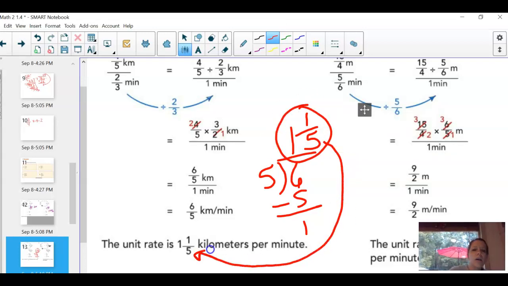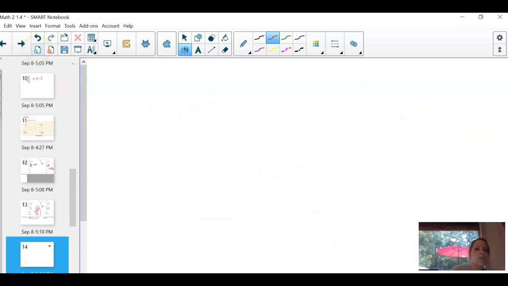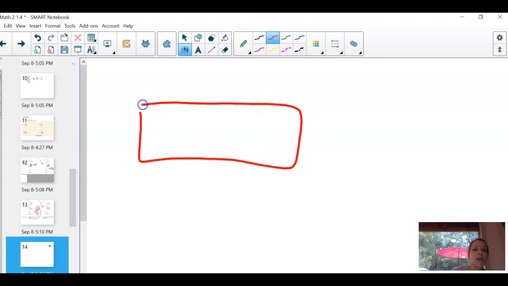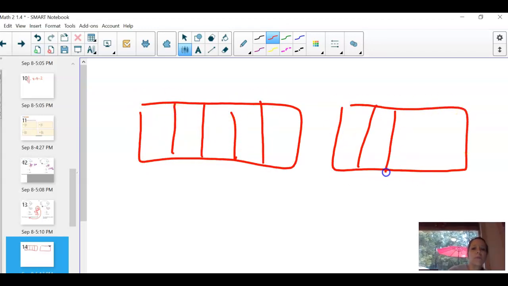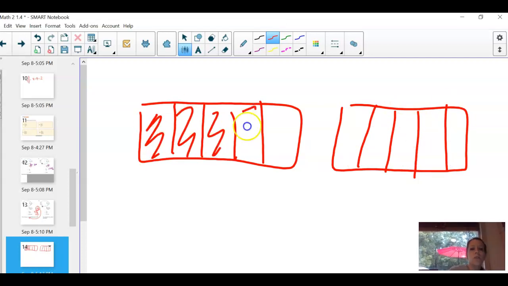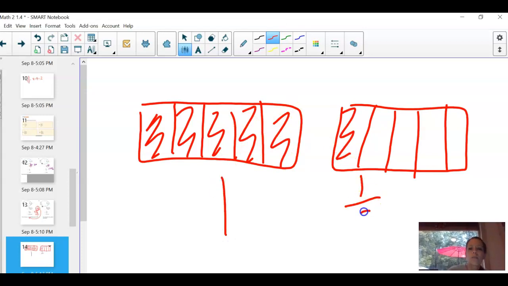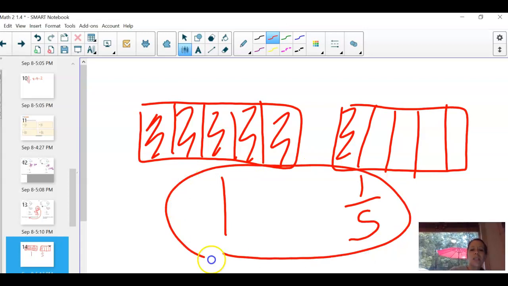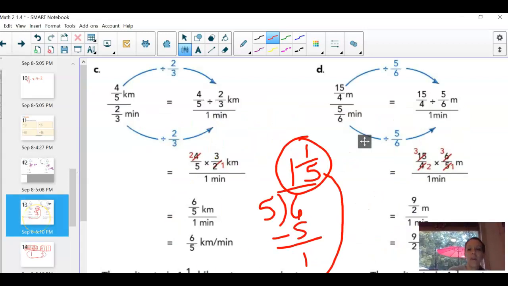Okay, so when I look at 6/5, that's the same as 1 and 1/5. Because keep in mind, if I cut these into fifths, and I have 6/5, that means I have this 1, 2, 3, 4, 5, 6. I have 1 whole and 1/5 left over. So 6/5 is equal to 1 1/5. That's why that works. So my unit rate is 1 1/5 kilometers per minute. Let's go ahead and look at D.